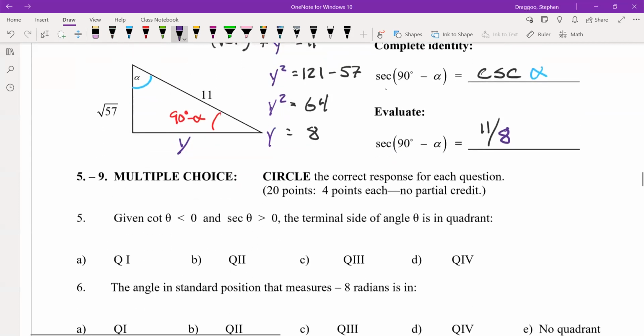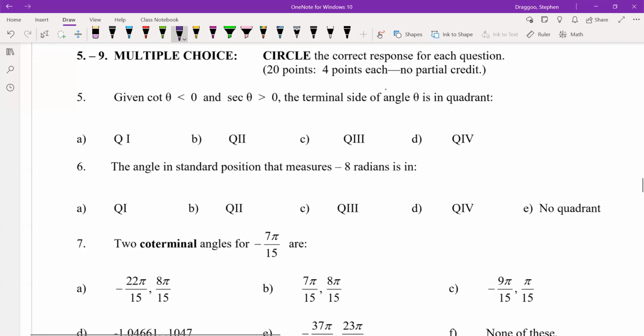Right, and then let's knock out a multiple choice section, similar to stuff that you'll see on part 1 of the D2L exam. So given a few things, figure out where some stuff is. So I've got a negative cotangent value and a positive secant value.